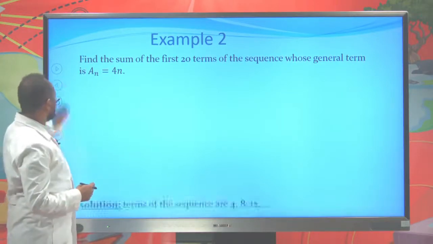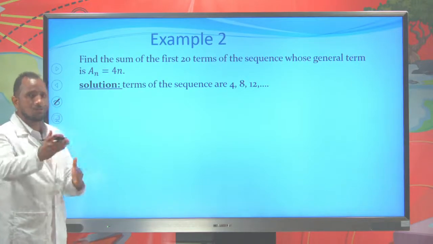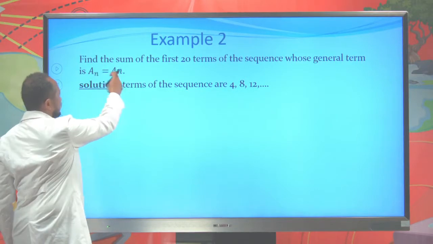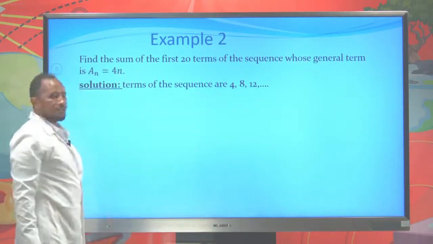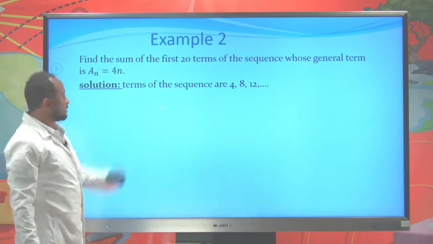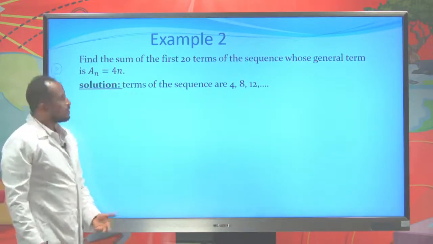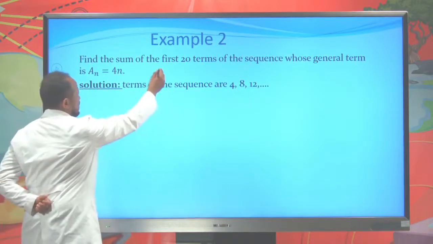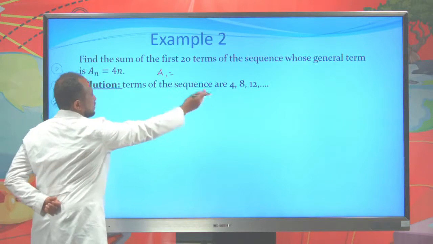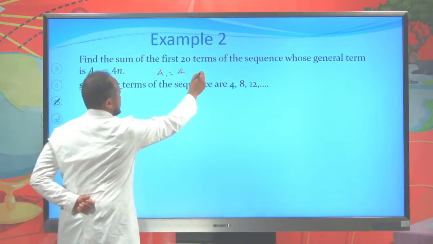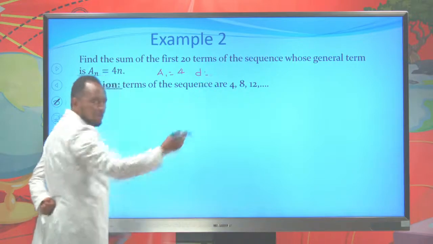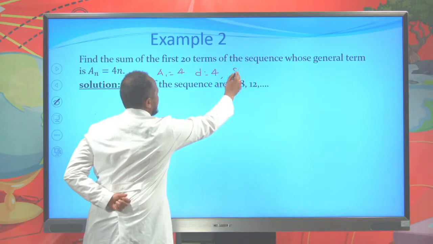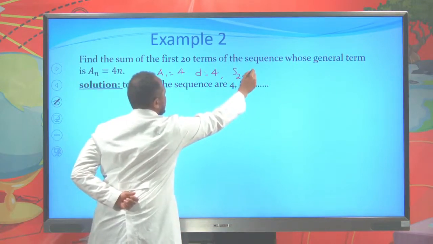To do this, first let's try to list some of the elements of this sequence. The first term, when you put 1 here, you get 4, and the second term, 4 times 2, is 8, the third term 12. It goes on like this. From this you can see that the first term a1 is 4, and the common difference of this arithmetic progression is 4, and we are asked to find the sum of the first 20 terms.